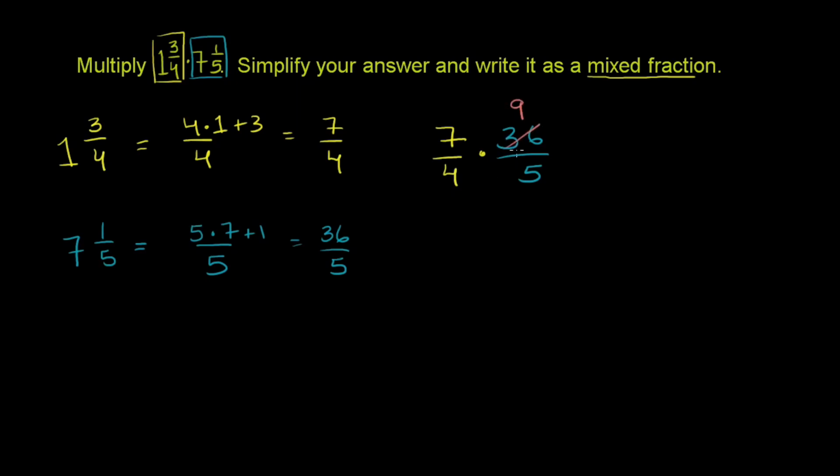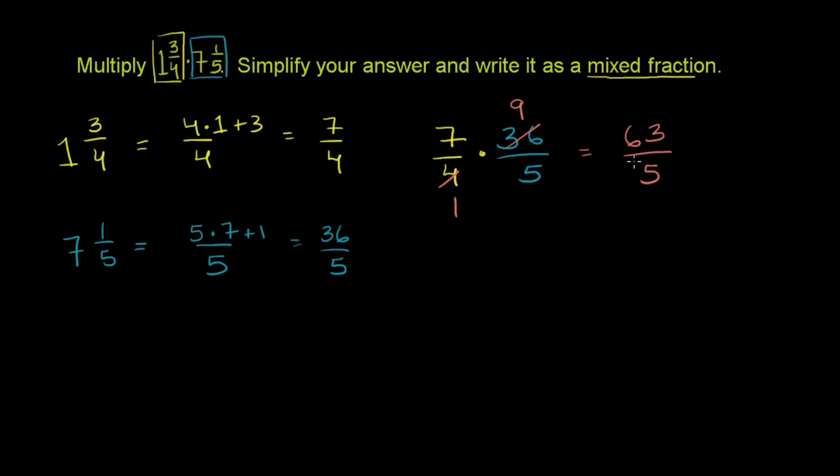If you divide something in the numerator by 4, you have to divide something in the denominator by 4, and the 4 is the obvious guy. So 4 divided by 4 is 1. Now this becomes 7 times 9. And what's 7 times 9? It's 63 over 1 times 5 over 5.